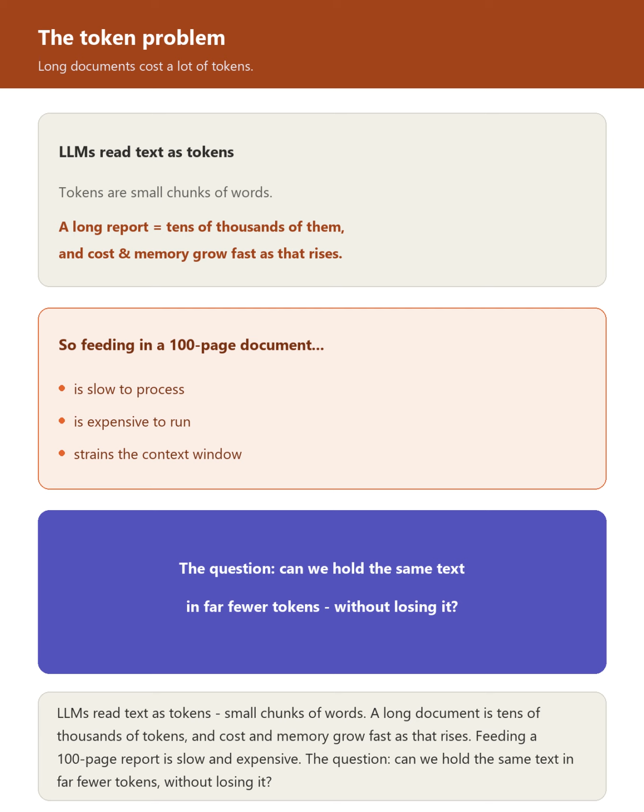Now the problem DeepSeek-OCR is really attacking. Large language models read text as tokens, small chunks of words. A long document can be tens of thousands of tokens, and cost and memory grow fast as that number rises. Feeding a model a 100-page report is slow and expensive. So the question becomes, can we represent all that text using far fewer tokens, without throwing the information away?